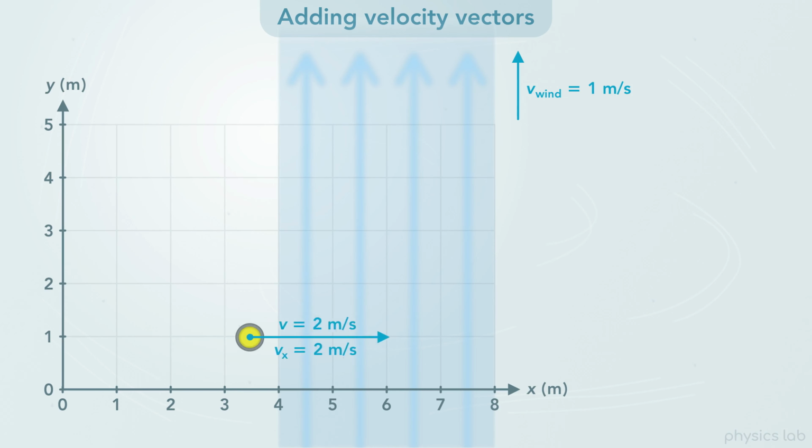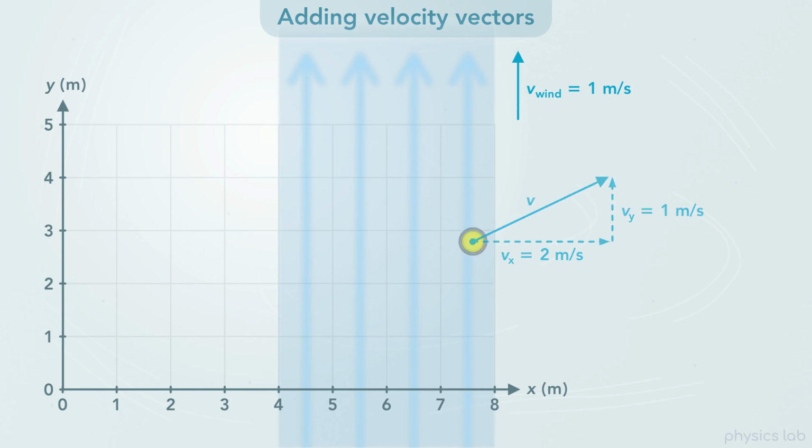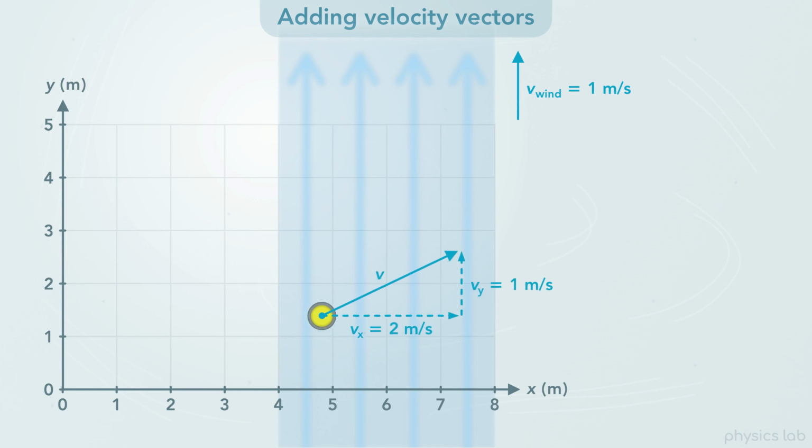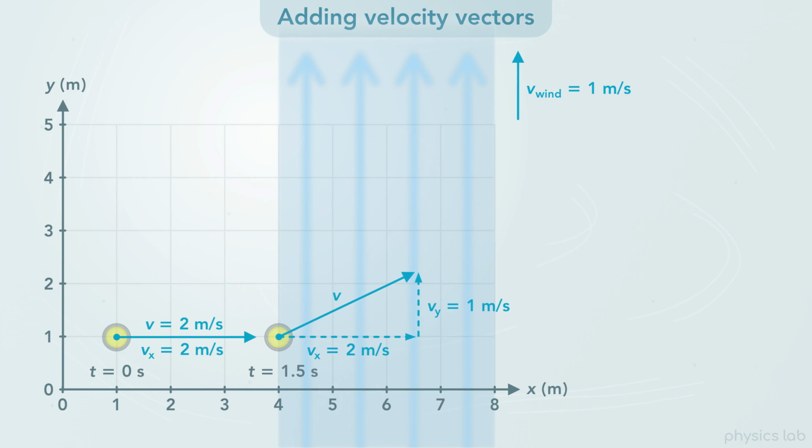The stone continues moving to the right, but now it also moves up with the wind. So the stone's velocity is now two-dimensional. It's moving in the x direction and y direction at the same time. And the new velocity vector is in this diagonal direction. The wind increases the stone's y velocity, but the x velocity doesn't change. It's still 2 meters per second.